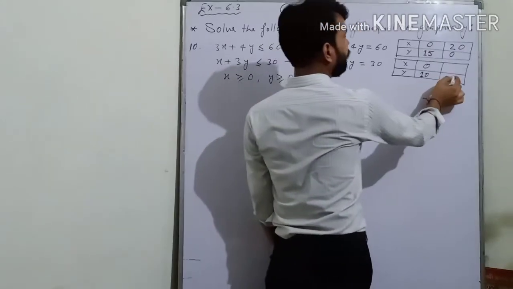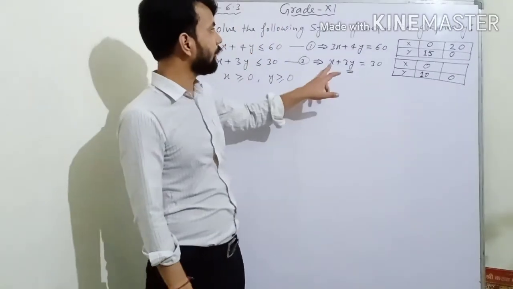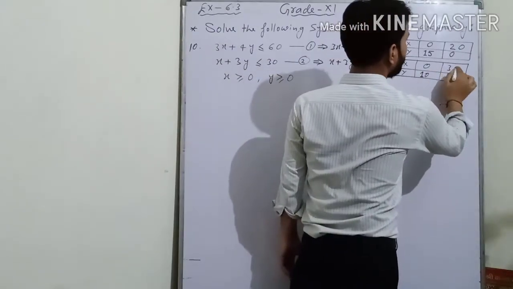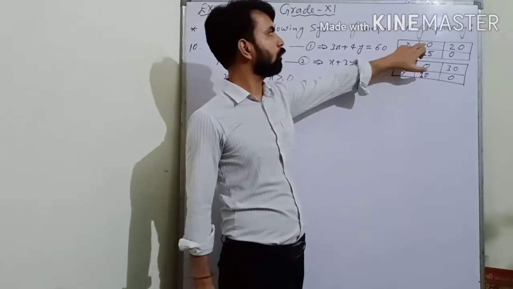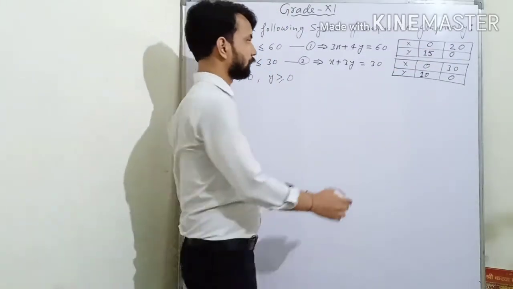So the value of y is 10. Now we will put y equal to 0. If y is 0, then this whole term will be 0. Then we will get x equal to 30. So the value of x is 30. Clear? Now these points we have: 0, 15, 20, 0. So we will plot these points on the graph.